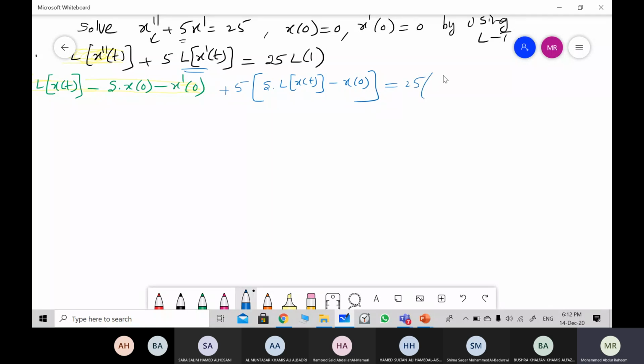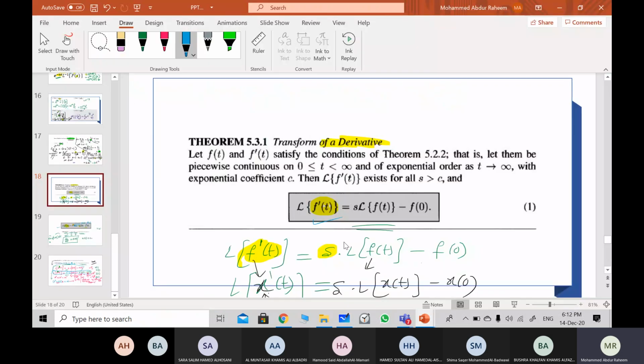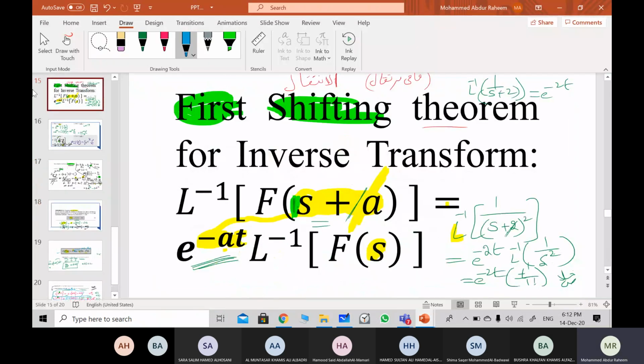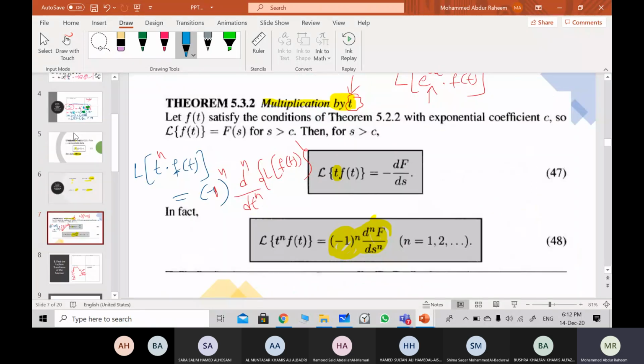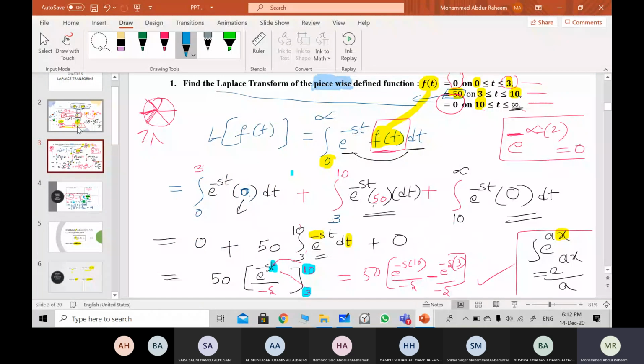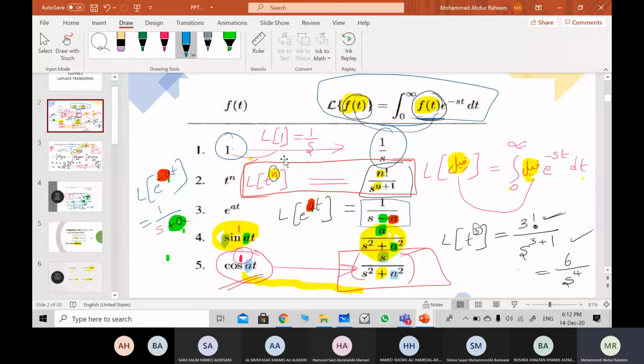L of 1, how much? Where is L of 1? Maybe you forgot everything. L of 1 is the rule: L of 1 is 1 over s. Hamoud, L of 1 how much? 1 over s. Or you can take L of c as c over s. So L of 25 how much? 25 over s. This is a formula rule.